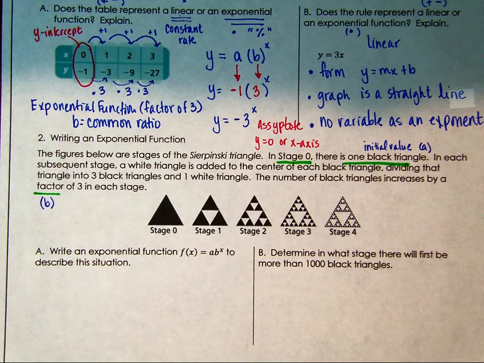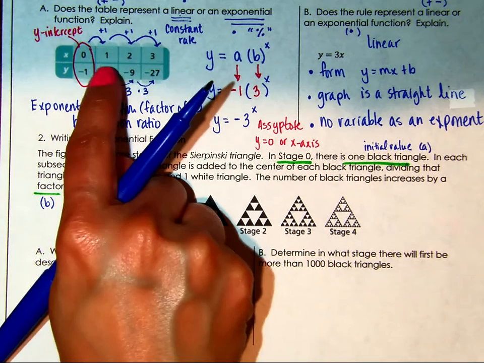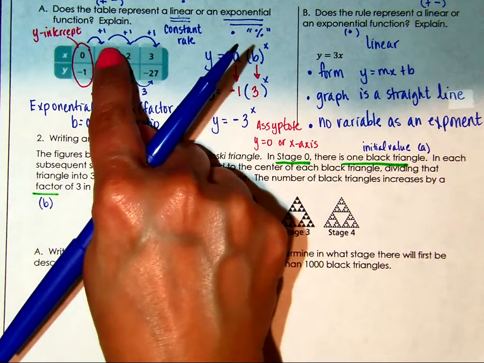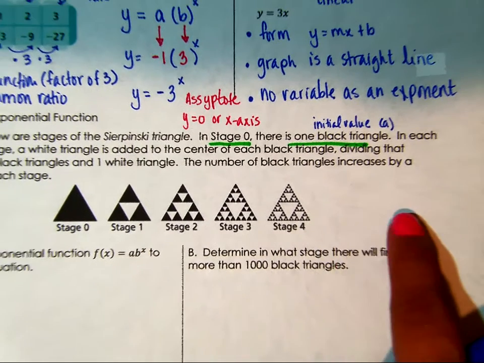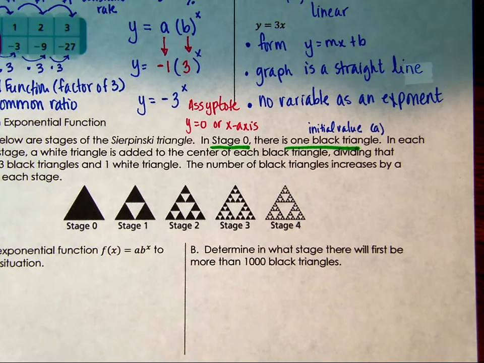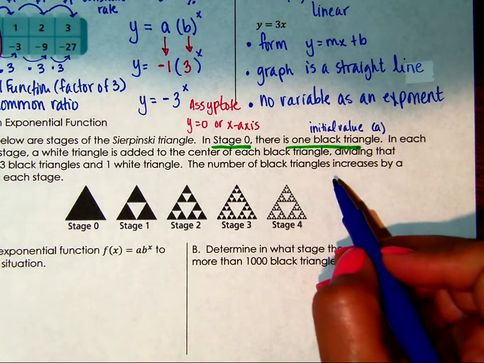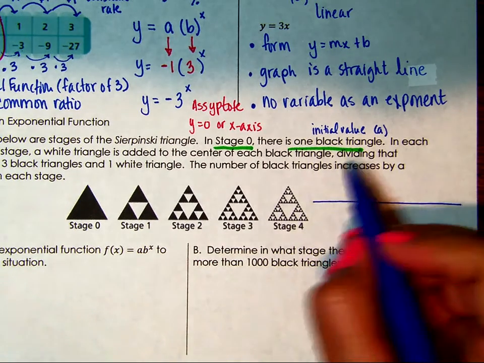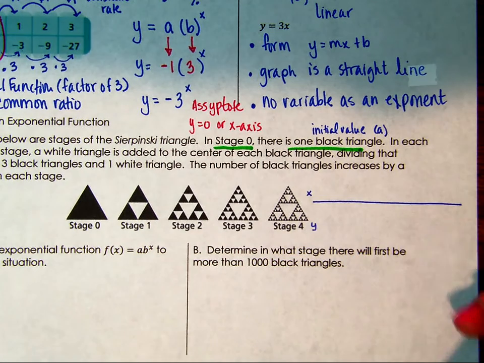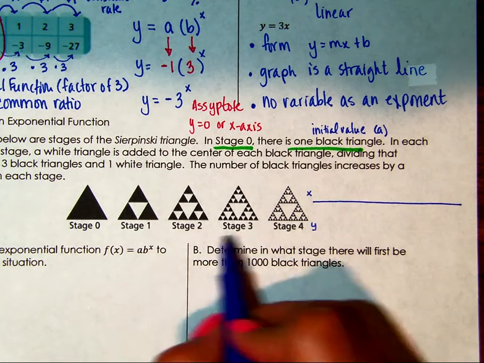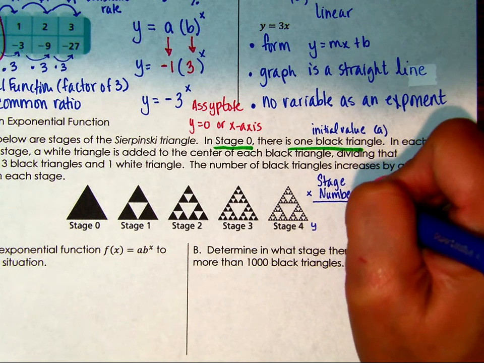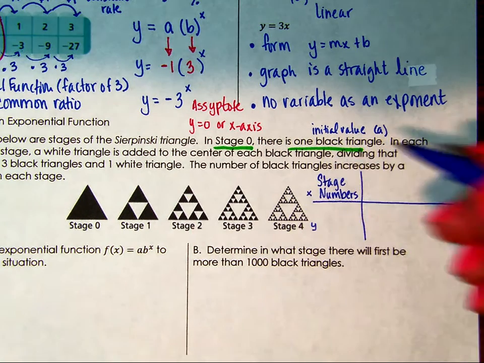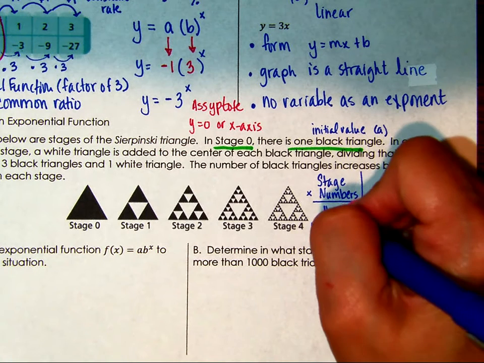So very important, but I would like to translate my images into a table to refresh our memory of what was done in the previous example. So let me go ahead and zoom in a little bit on the side here. I'm going to create a horizontal table on the right to interpret the triangles that are given here. The first row is my X and the bottom row is my Y. The X values are going to represent my stage numbers, and the Y values are going to represent the number of black triangles.